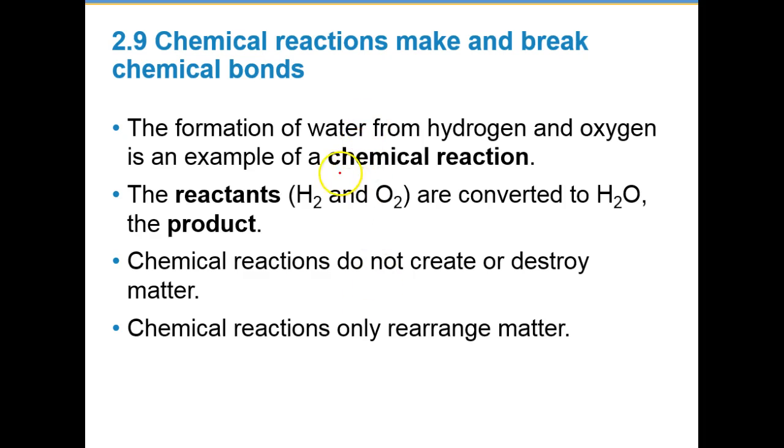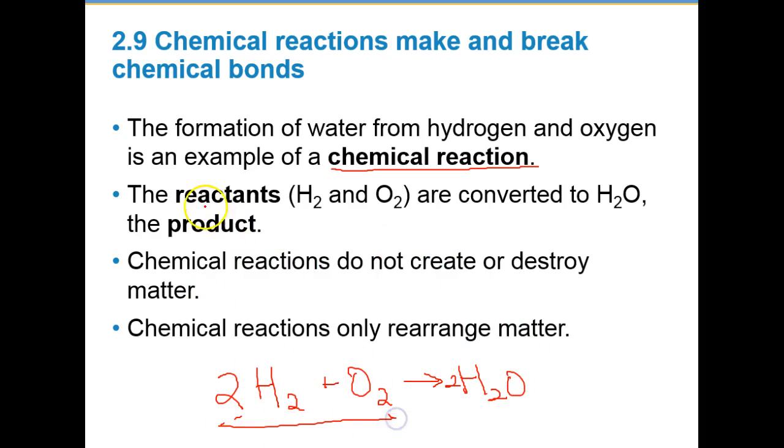Last thing we'll talk about is just remember chemical reactions. If we were to use the reaction 2 hydrogen plus oxygen yields 2 waters, remember the reactants would be over here, the hydrogen and the oxygen. Those are the things that we react together. And water is the product, or the thing that we produce. Chemical reactions don't create or destroy matter, they only rearrange it.